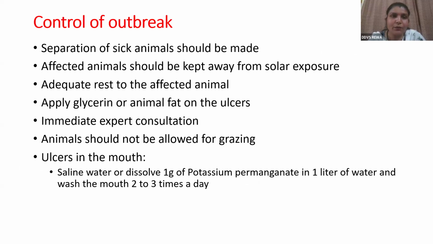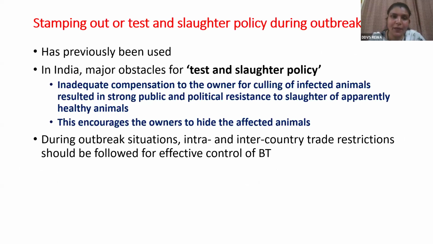and multiple serotypes. So for the control of an outbreak, it is important to isolate the animal and follow treatment and management. In an outbreak condition, one of the strategies used previously is test and slaughter, but in Indian circumstances, it is very important to know the major obstacles. The obstacles are inadequate compensation to the owners for culling the infected animals, and that also encourages the owners to hide the infection, to hide the infected animal also.